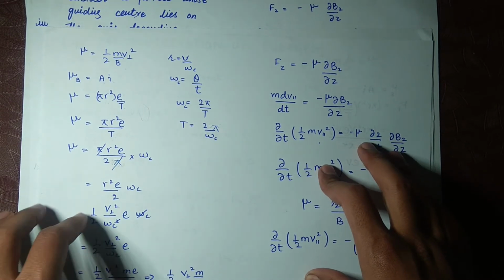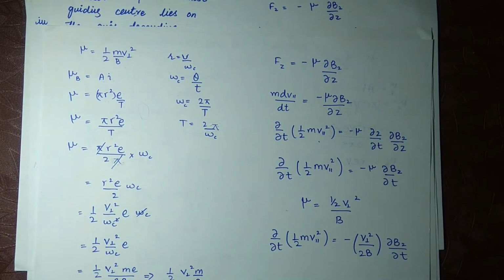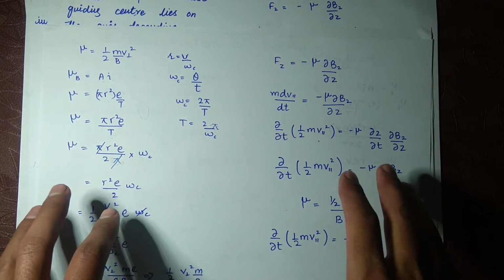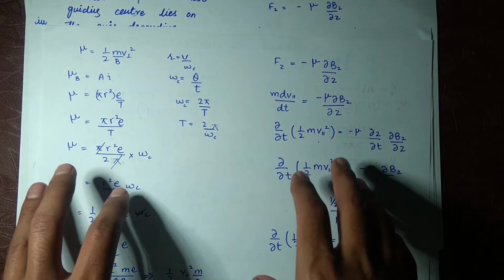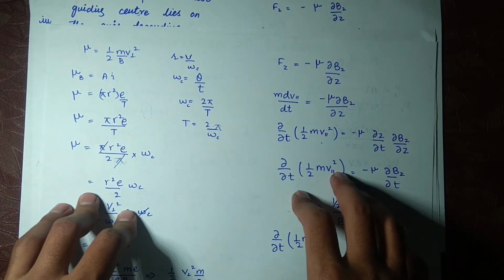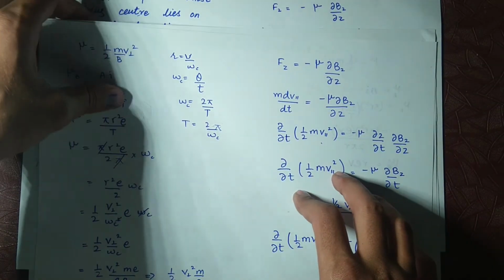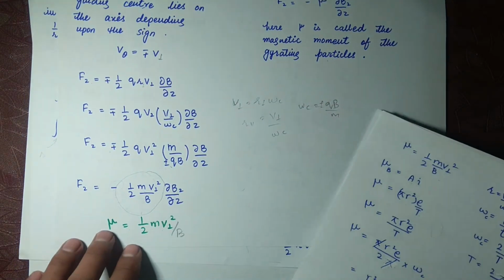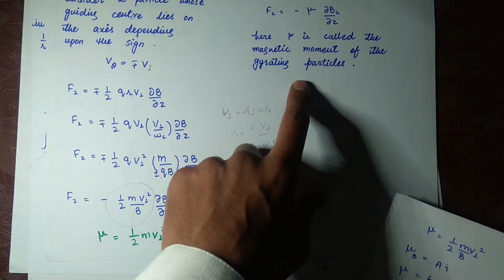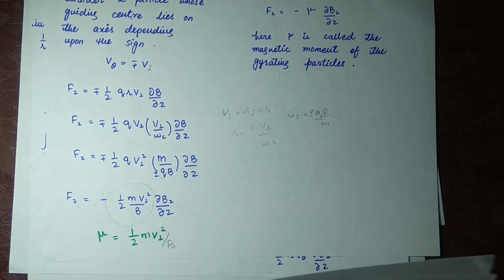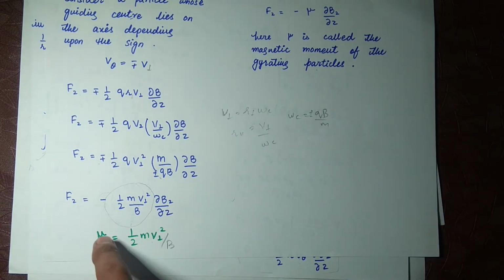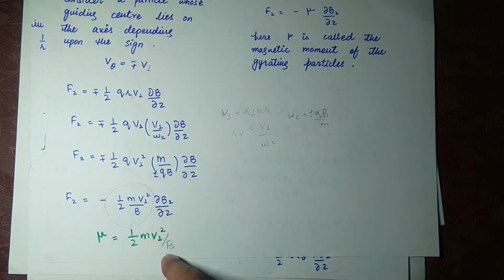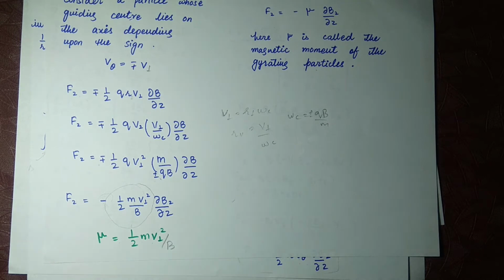And today we are starting with the third lecture for the magnetic mirror, and this is our final lecture today. So proceeding with our lecture, let's talk about what we have done previously. We found the value of the magnetic moment for the gyrating particle, and it was mu equals half m v perpendicular squared over B.